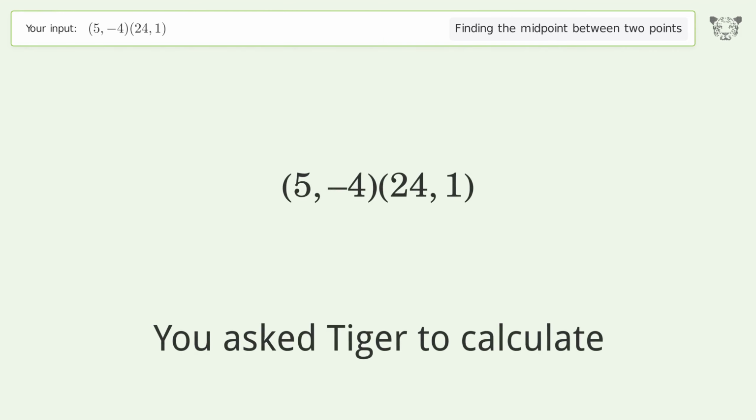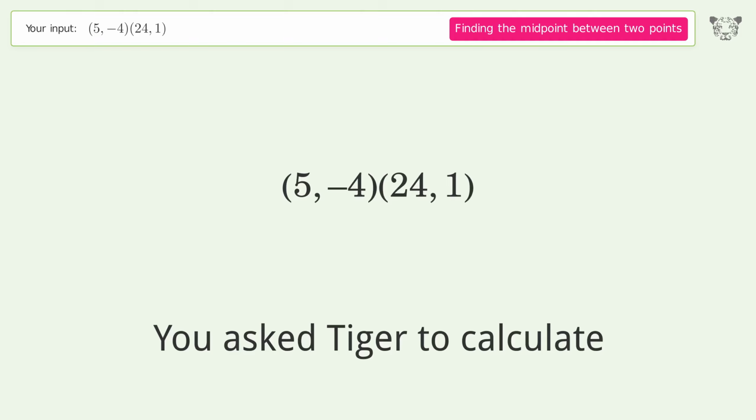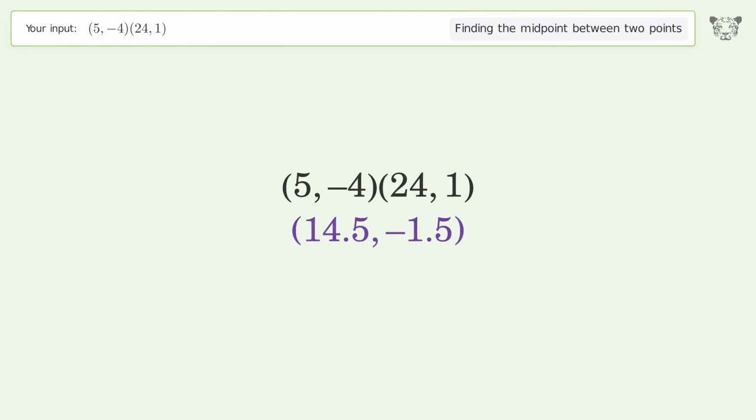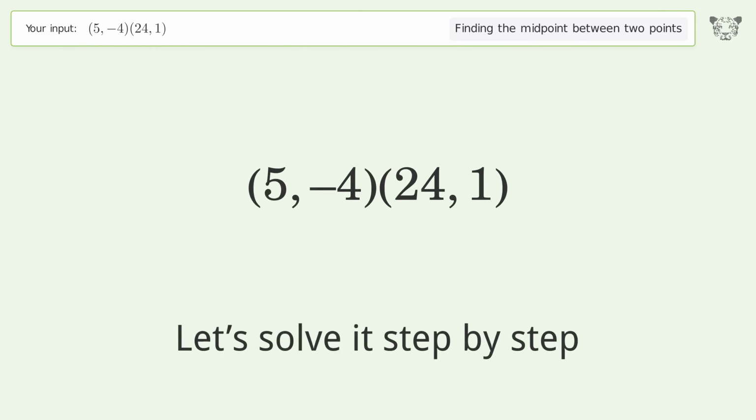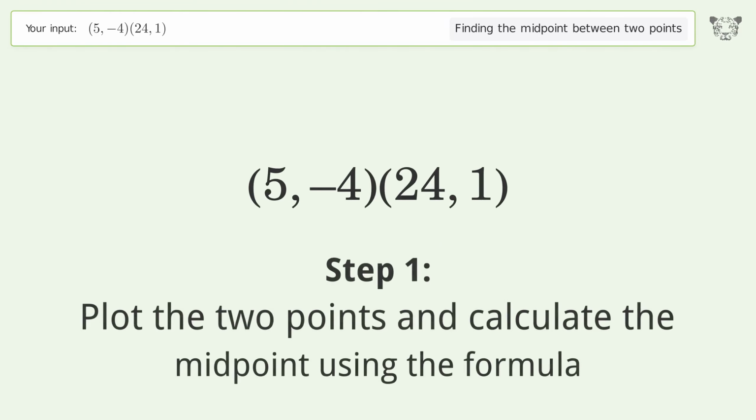You ask Tiger to calculate. This deals with finding the midpoint between 2 points. The midpoint between the 2 points is 14.5, negative 1.5. Let's solve it step by step. Plot the 2 points and calculate the midpoint using the formula.